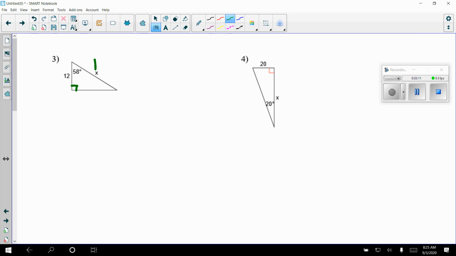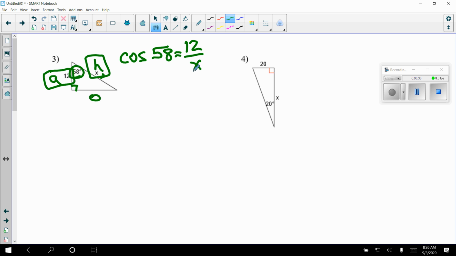Right angle, across from that is hypotenuse. Reference angle, across from that is opposite. What's left over is adjacent. So the two things I care about are A and H. So that's cosine. So the cosine of 58 is A over H. A was 12, H was x. So I go to my calculator. Cosine of 58 is 0.530.